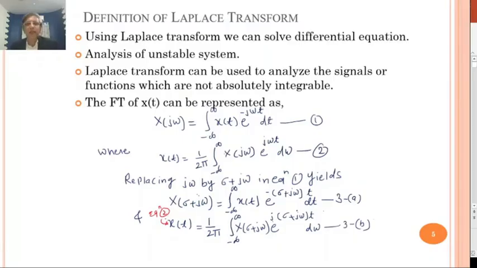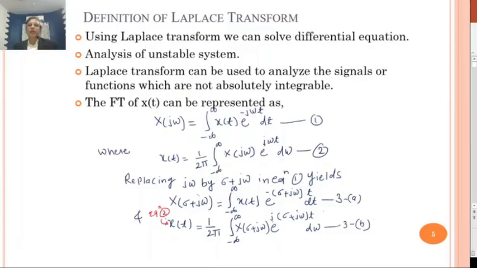Then the next one is the definition of the Laplace transform. And what are the applications of the Laplace transform? Using the Laplace transform, we can solve differential equations. This is the beauty of the Laplace transform. Also, we can analyze unstable systems.